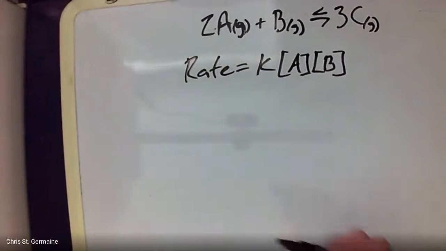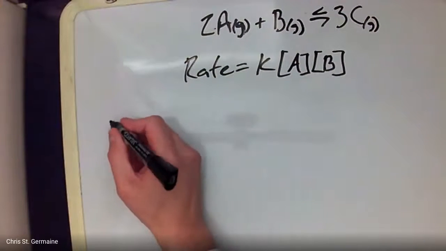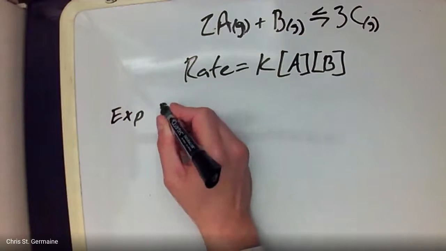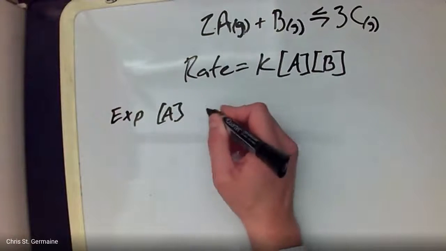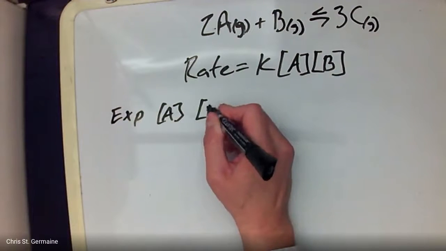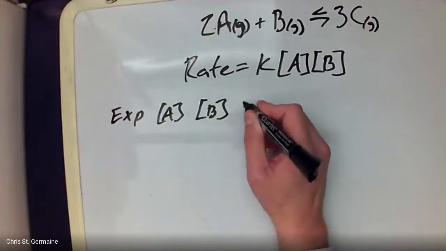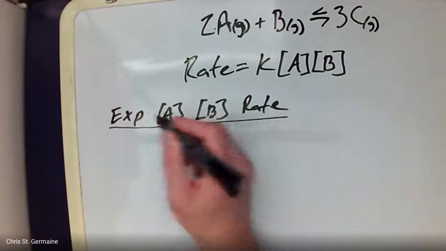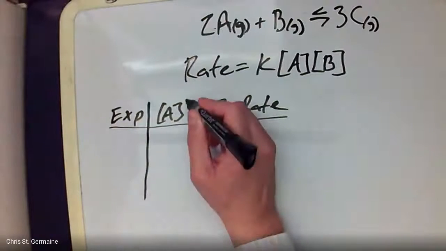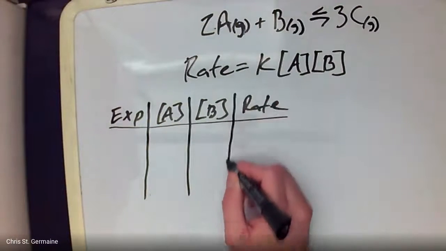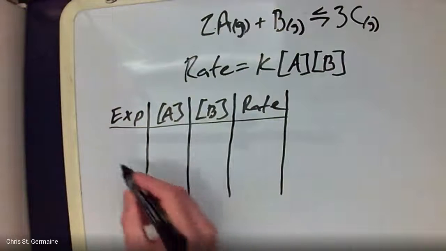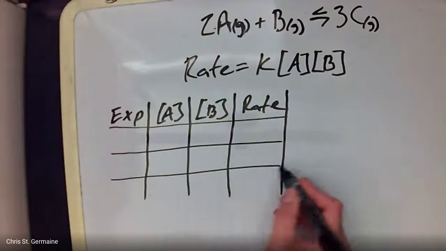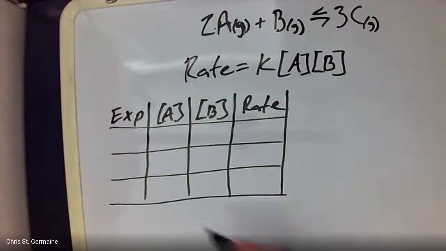Now, you're going to be given a table that looks like this. Experiment, concentration of A, concentration of B, and rate. So basically, what you have to do in the real world, if you want to figure out the orders, and again, if we were in class, we would do this.